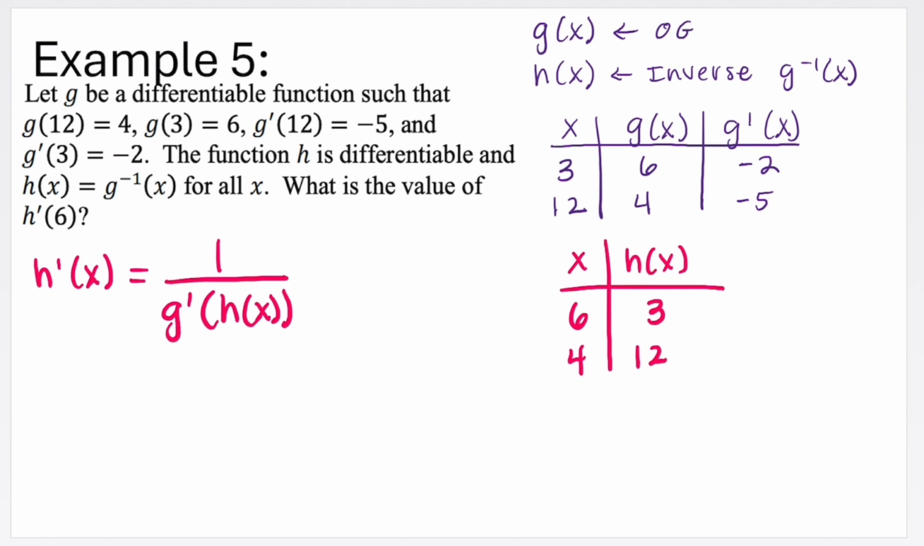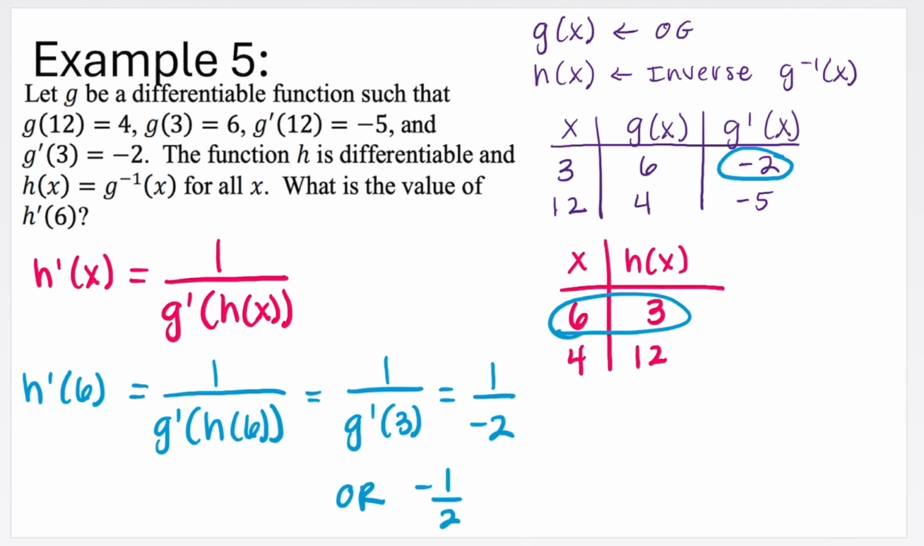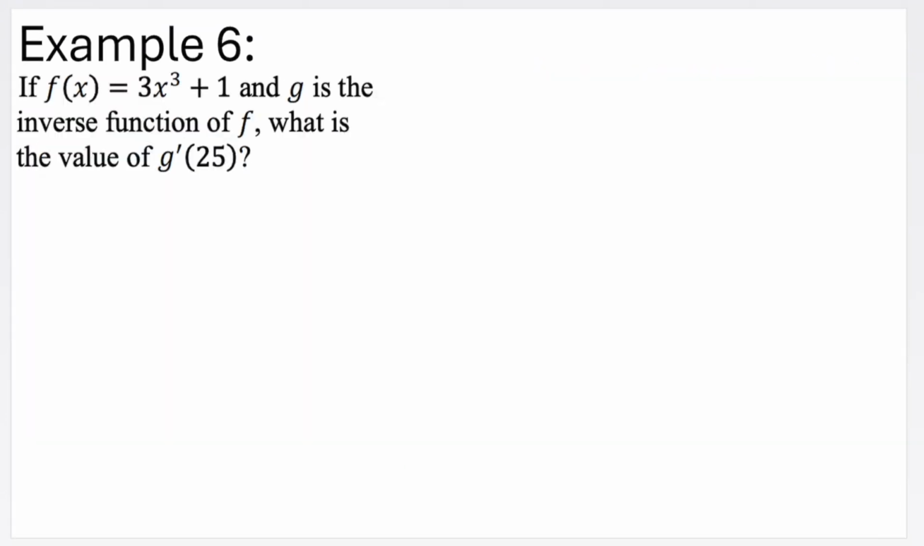So now I'm going to evaluate this at h prime of 6. So I have 1 over g prime of h of 6. H of 6 is going to be 3, so I'm going to replace that with g prime of 3. And then g prime of 3 is going to be negative 2, so it'll be 1 over negative 2, or negative 1/2. So once you get all the information that you need organized, it's not that hard to go through and pick out what you have and what you need. So it's kind of easy in that sense.